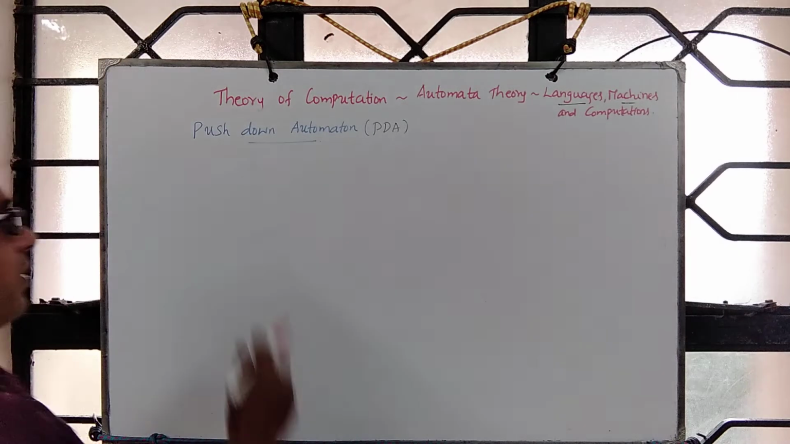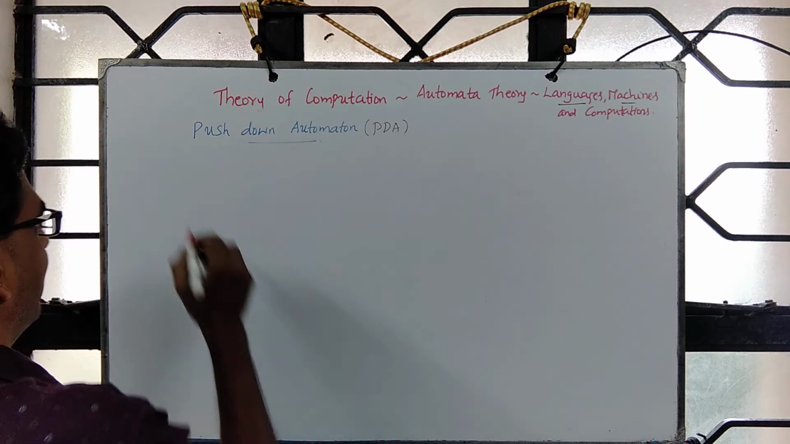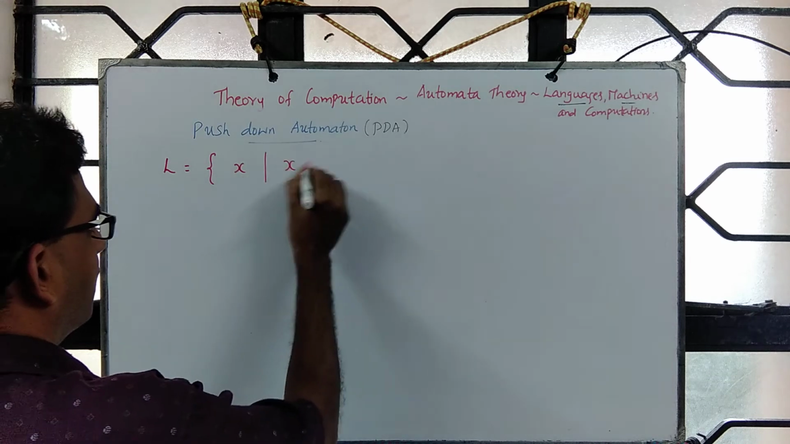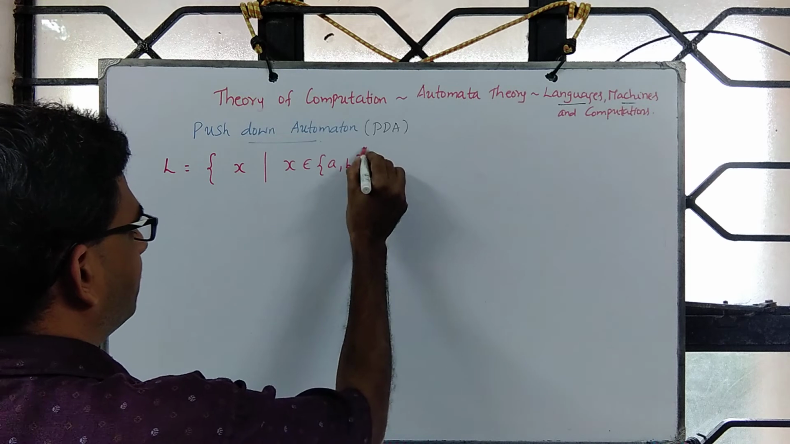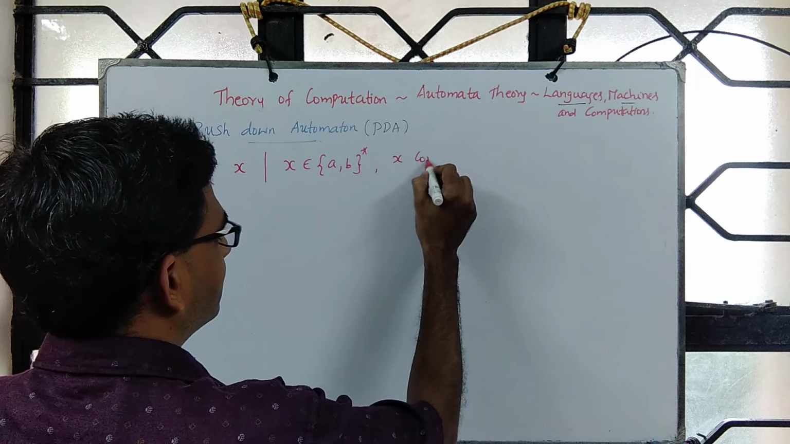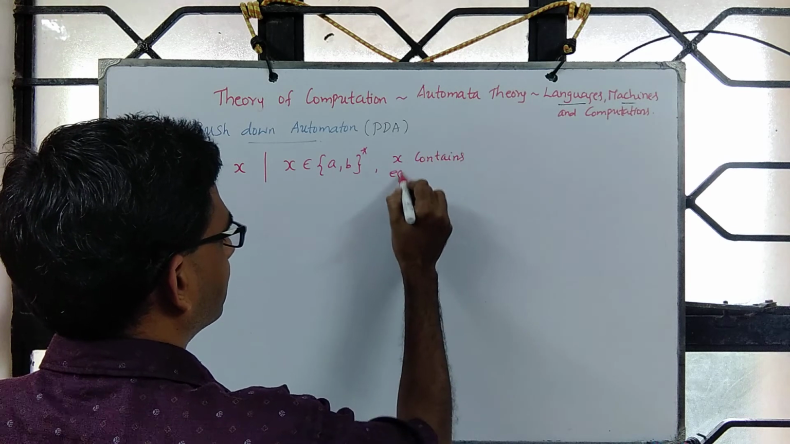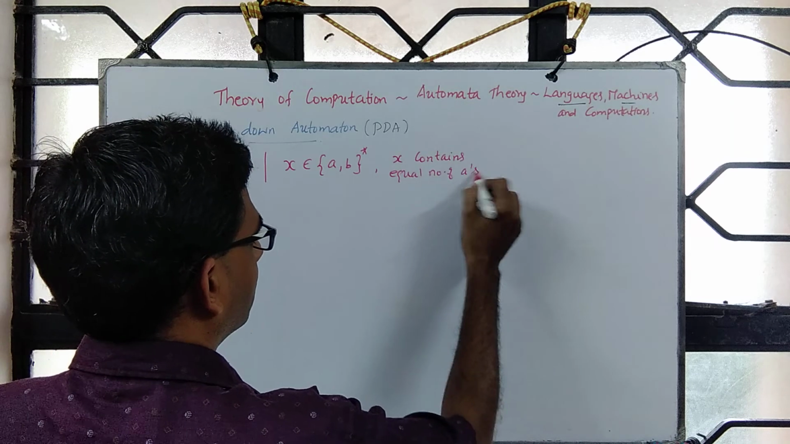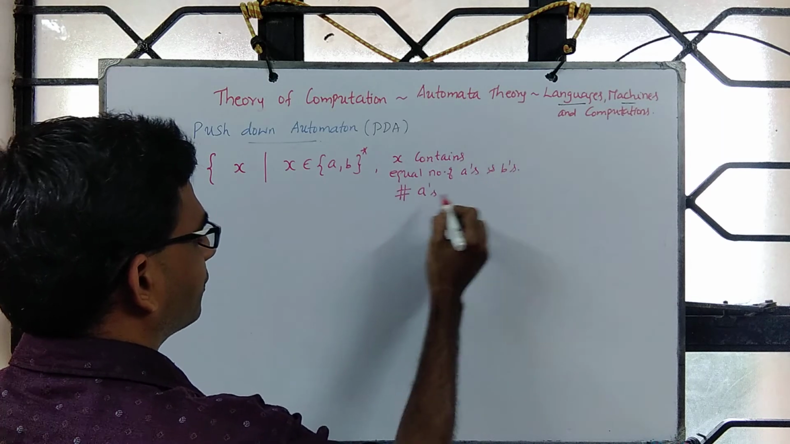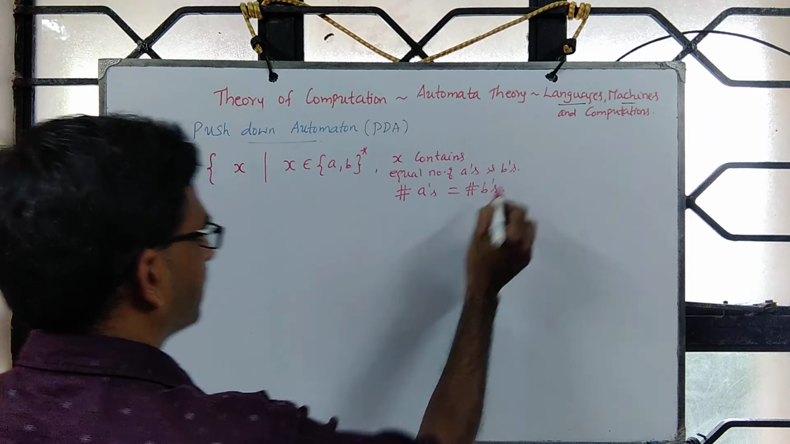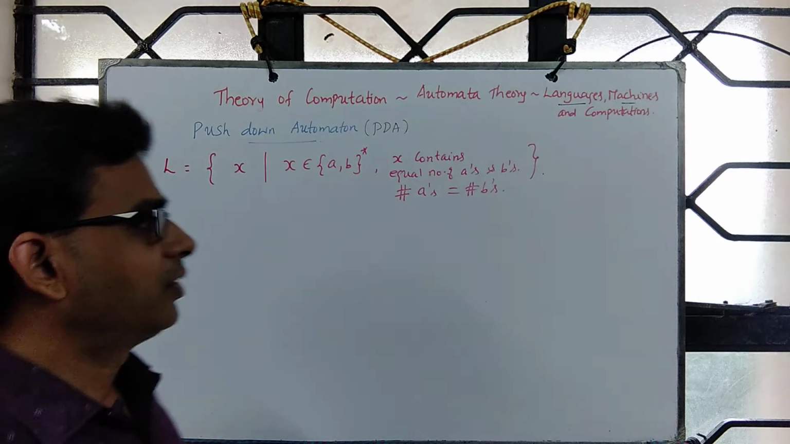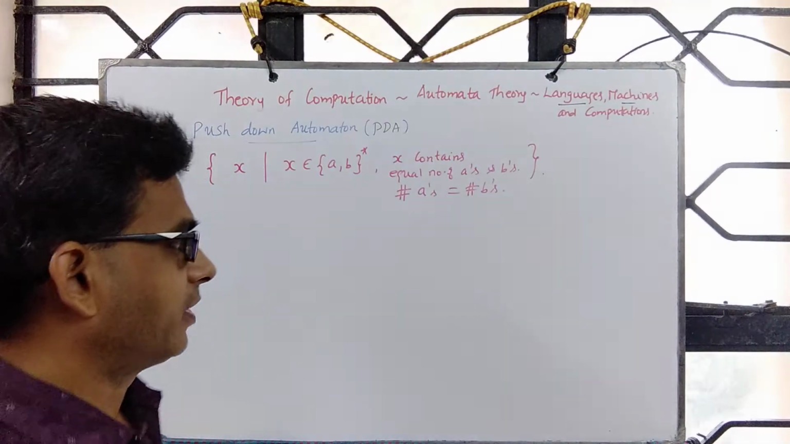Let us continue our discussion on constructing push-down automaton for languages. Consider this language. It is the set of strings x, where x belongs to {a, b}*, such that any string x contains an equal number of a's and b's. So the number of a's is the same as the number of b's. That's precisely our language. Now let's see how to build an automaton for this.